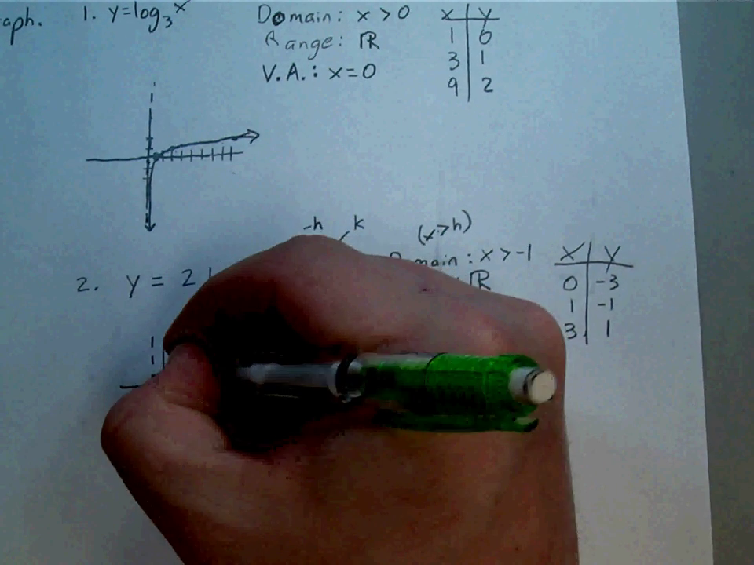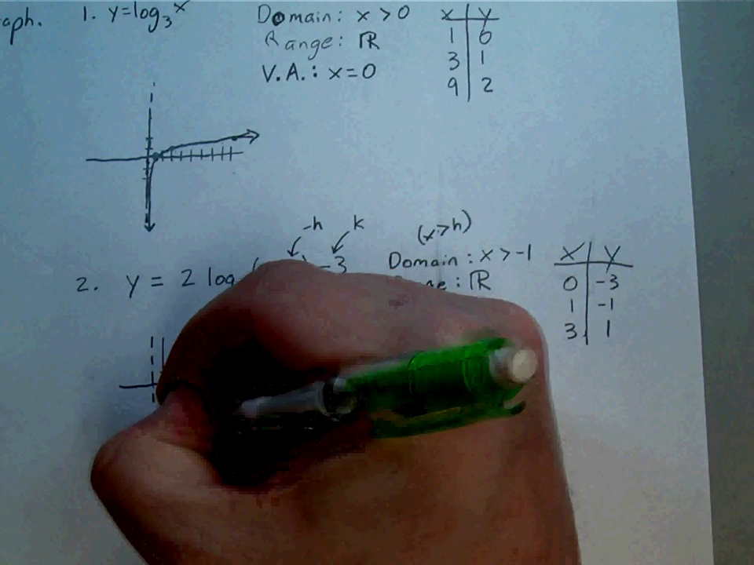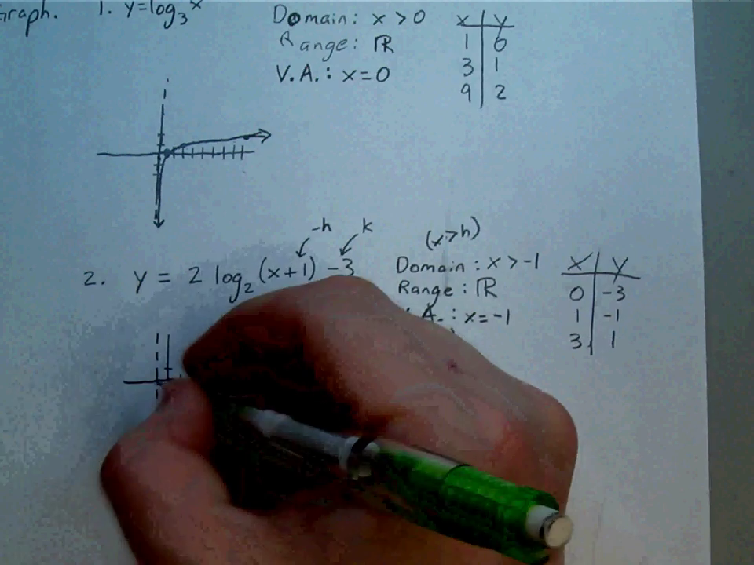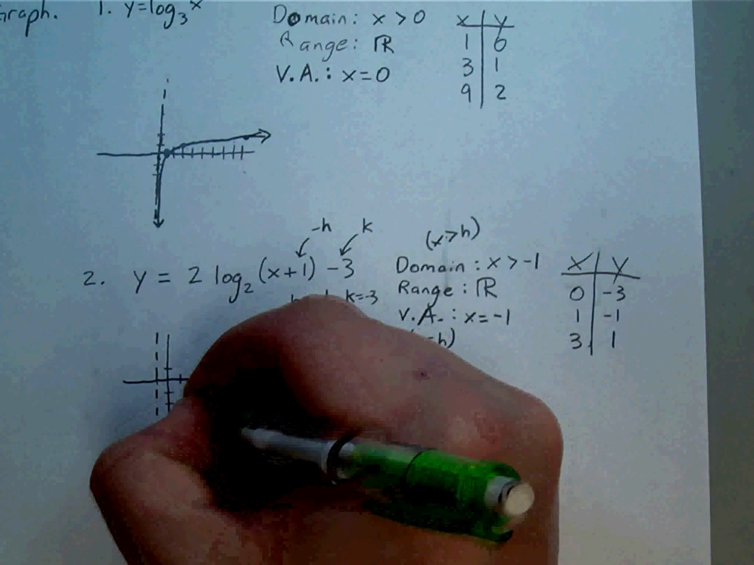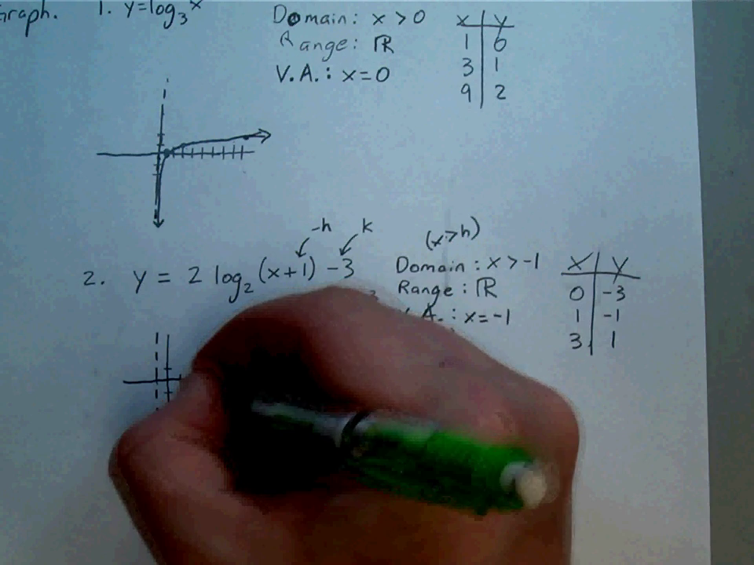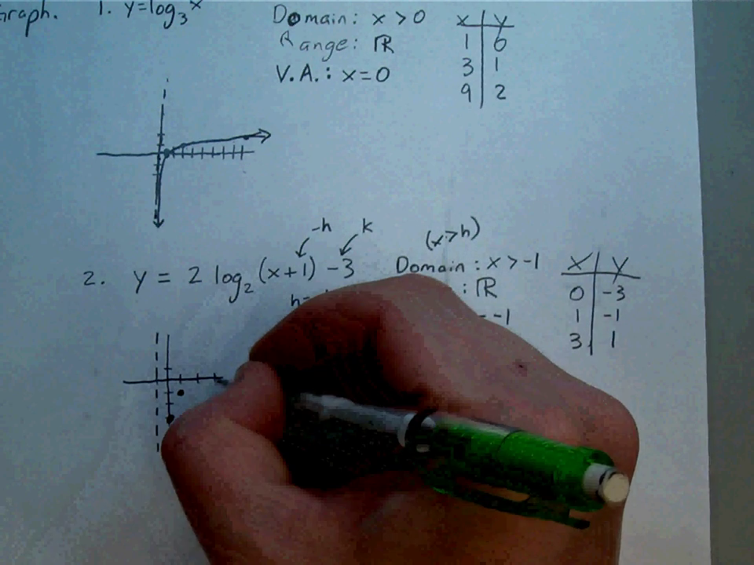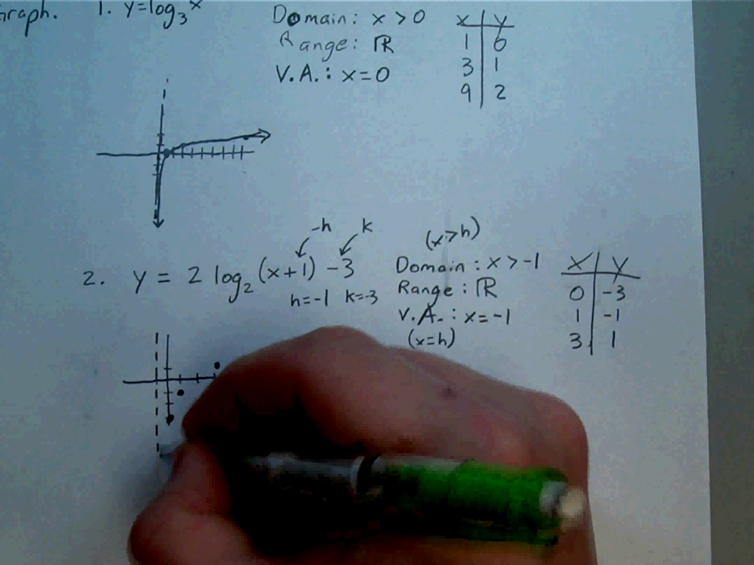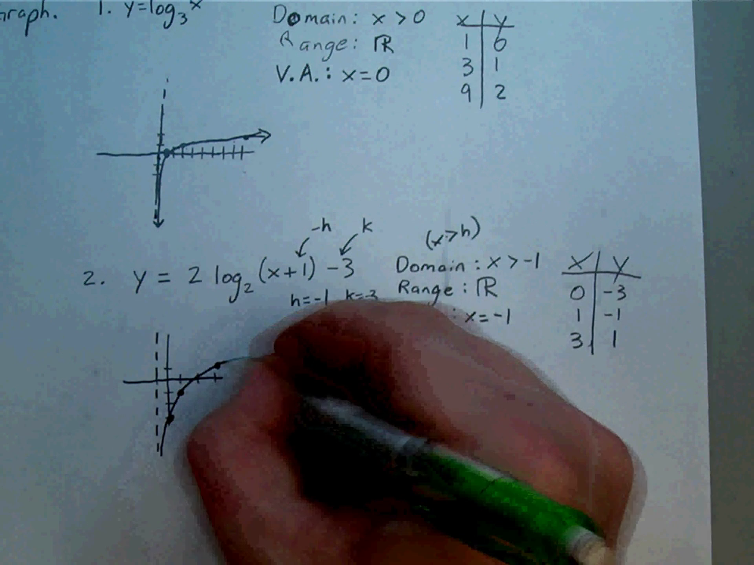So at -1, we need to put that asymptote so we don't mistakenly touch it or cross it. The ordered pairs are (0, -3), (1, -1), and (3, 1). Connect the dots, but don't cross the asymptote.